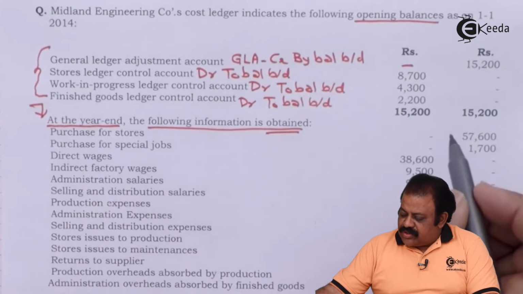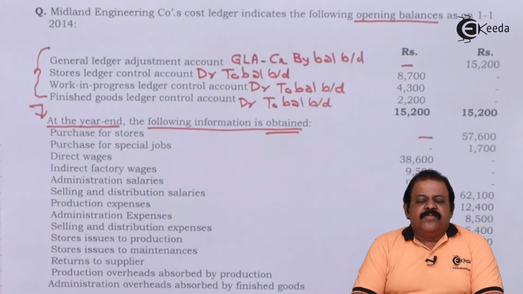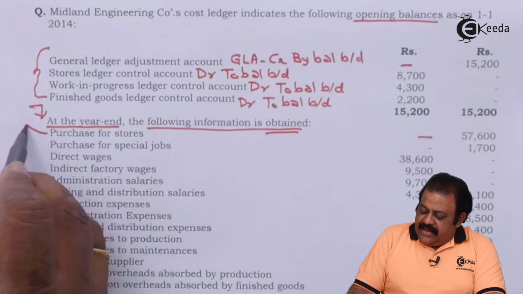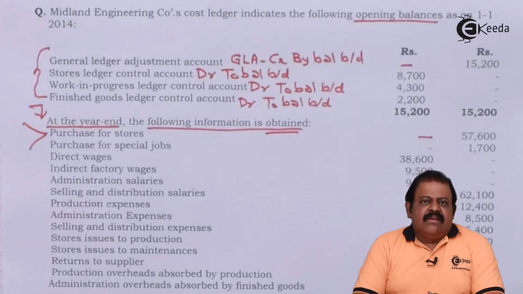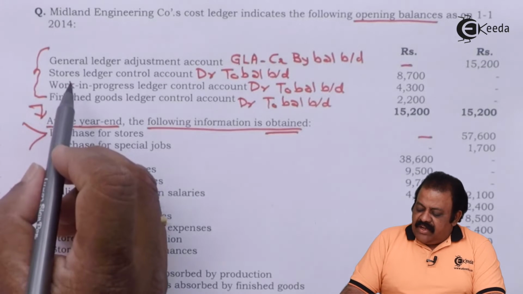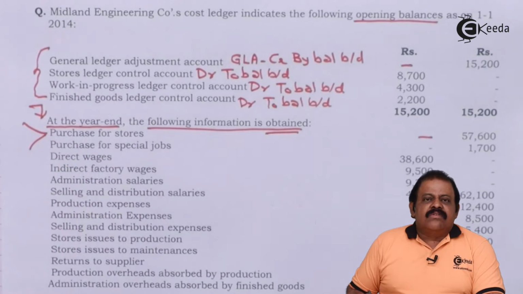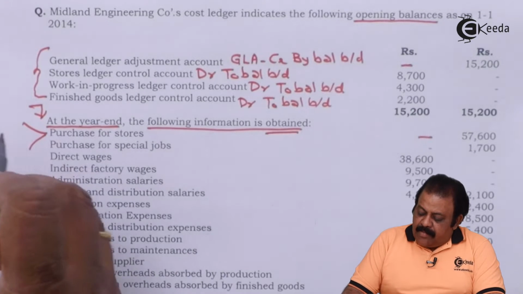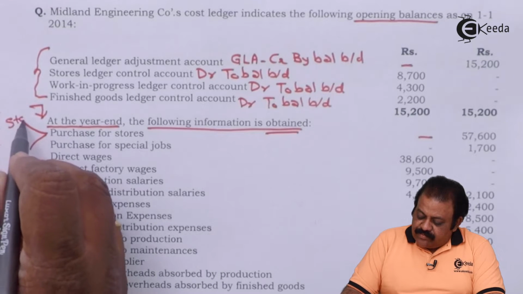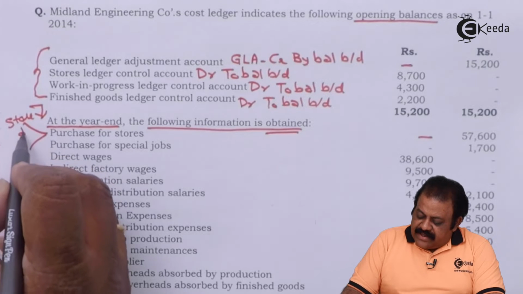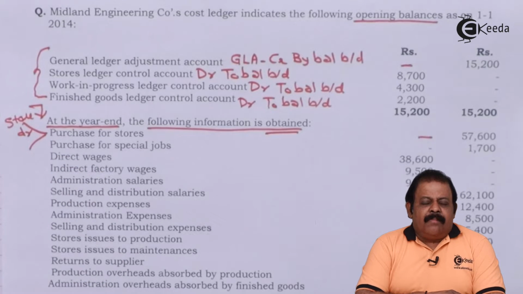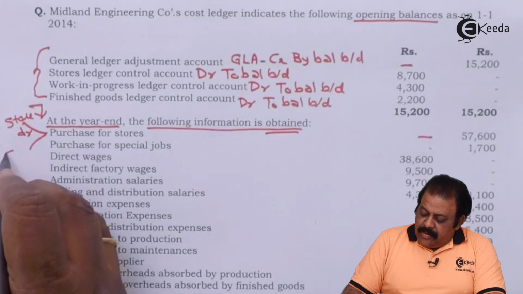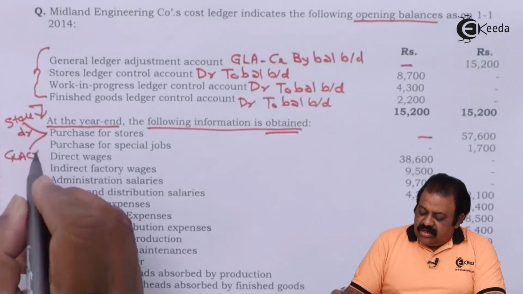Purchase for stores. Purchase for stores means purchase of materials. Now this will be recorded as purchase of stock, purchase of raw materials. So it will affect store ledger control account. So we are required to write this amount to stores on the debit side. To complete the second effect, we will be putting this to GLA on the credit side.